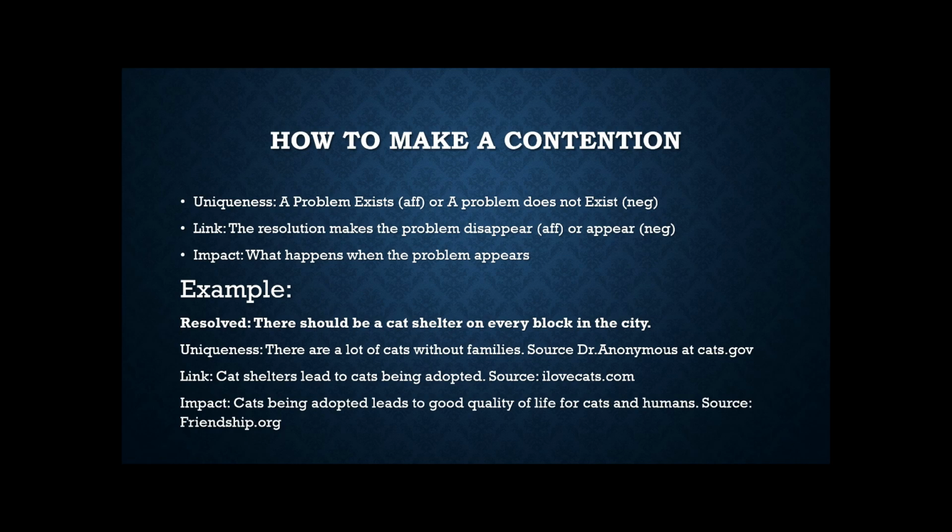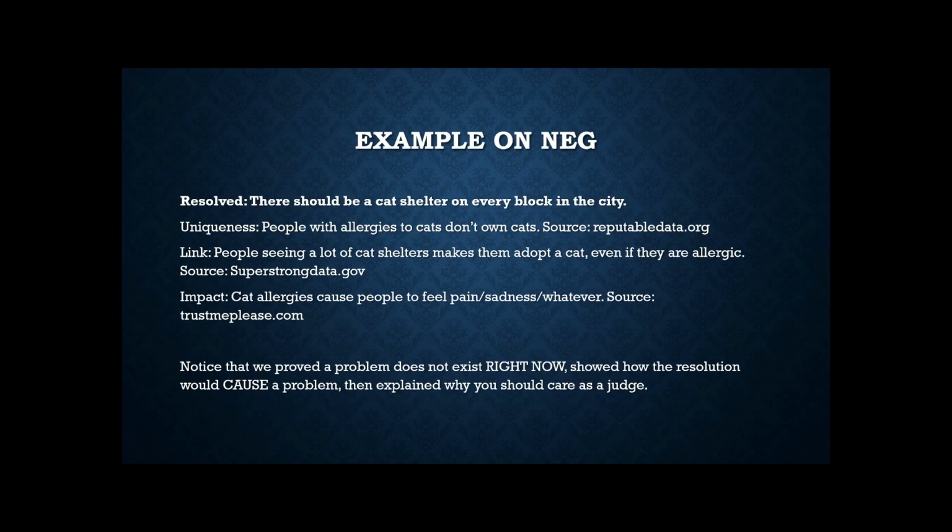And all 3 of those points, the uniqueness, the link, and the impact, would have evidence behind them. You'd need a source saying that, because your opponent is not going to trust you if you just say, oh, well, people will adopt cats if it's easy for them to do so. No, you need data for that. Anyway, let's go to the other side. Let's see how the neg would do this.